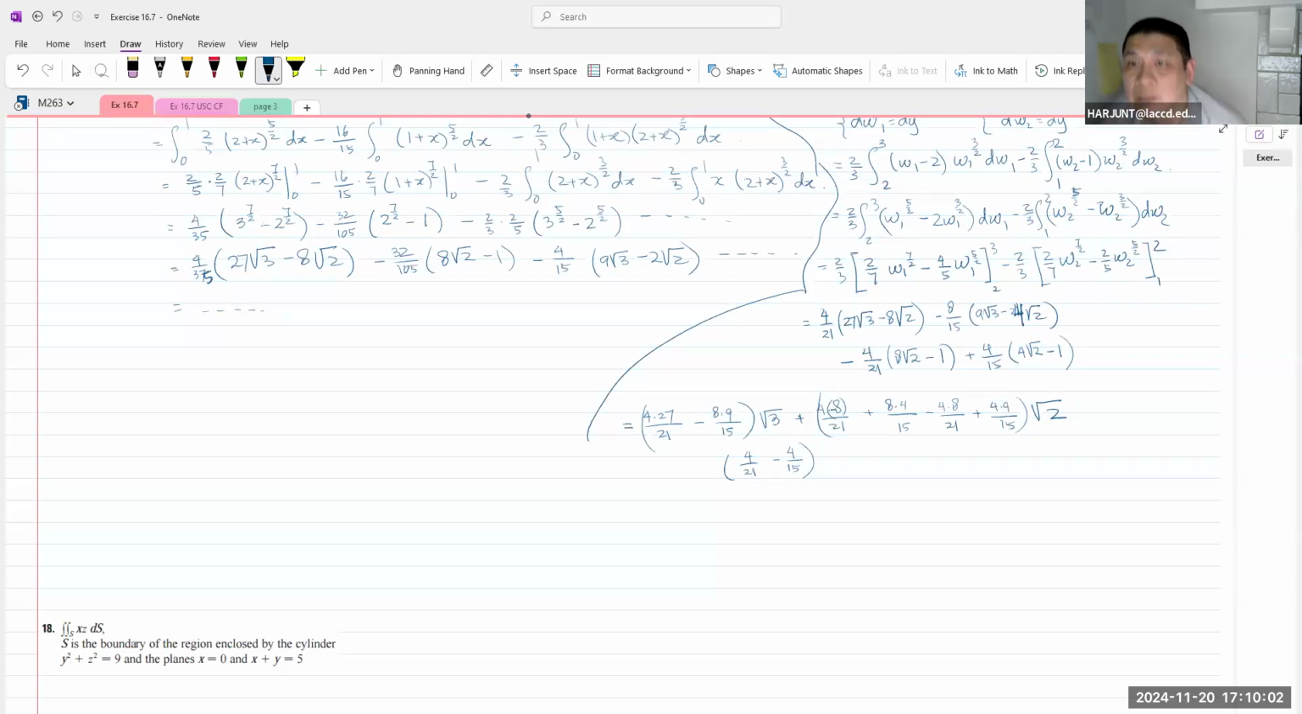Oh, something cancels here. Negative, and then this becomes positive. Yeah, over 21 also, huh? Surprise. So this cancels here. Is it right? I don't expect that though. Hold on.